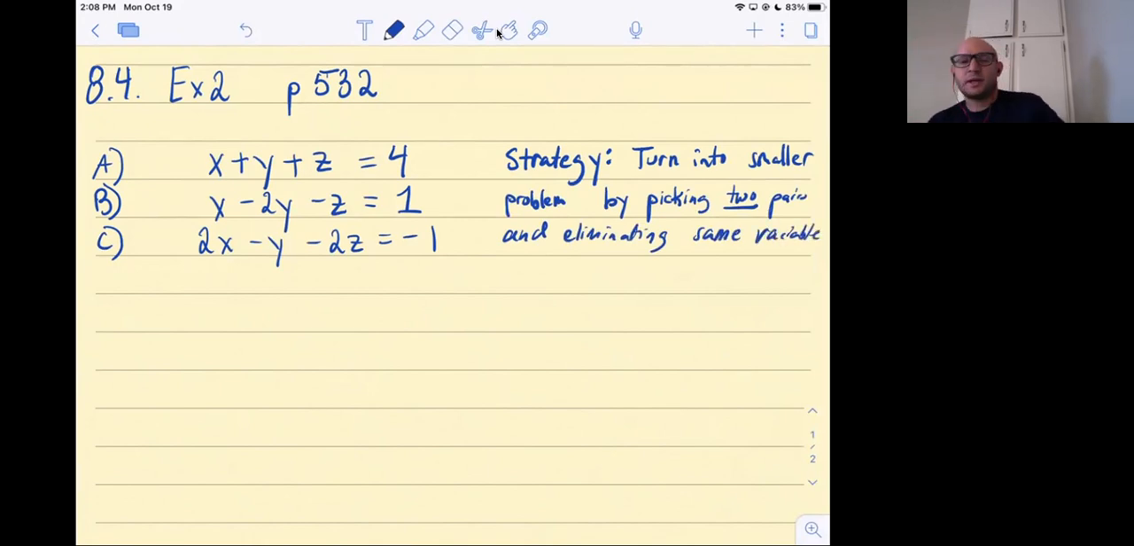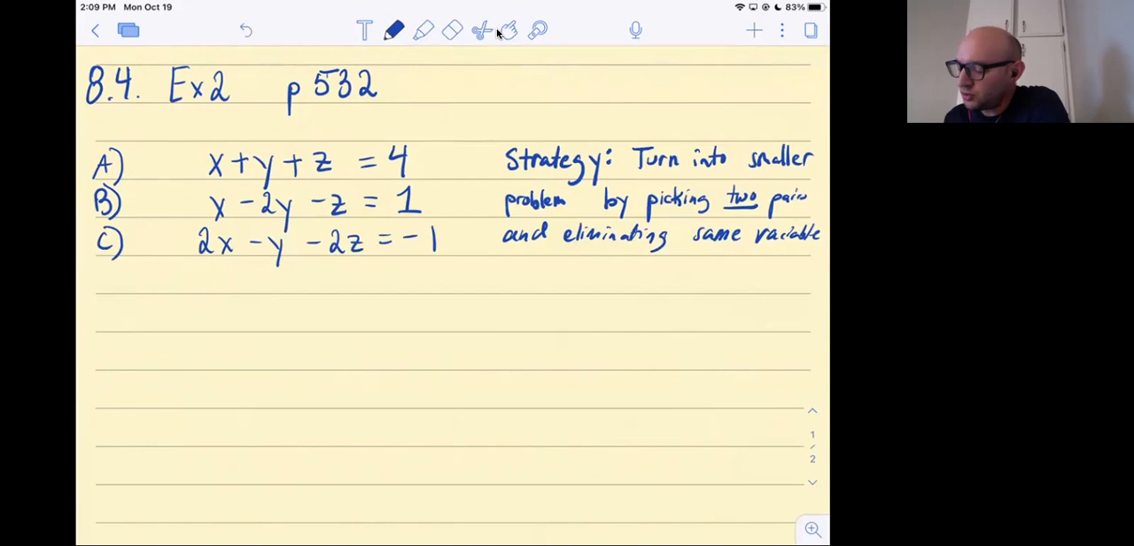Okay, can anyone tell me 2 pairs of equations where it's easy to eliminate the same variable? There's no right answer here. Olivia, nice, suggested A and B. Okay, so A and B, you could eliminate Z. Exactly, if you see plus Z and minus Z, that's super easy. Nice. So equation A and equation B, the first and second, gets rid of Z.